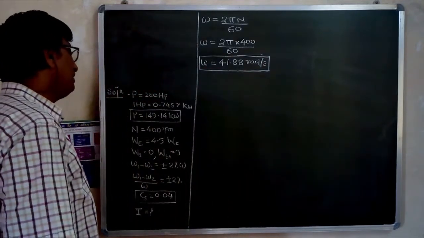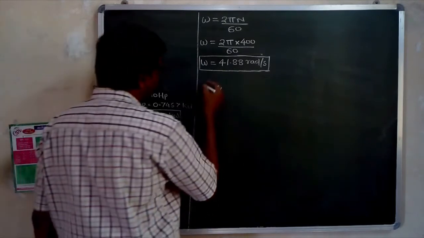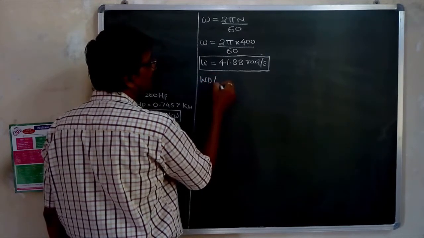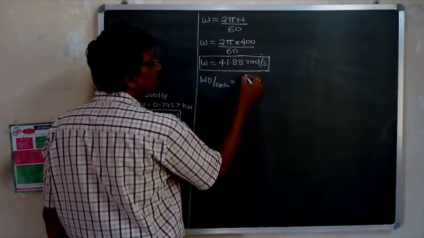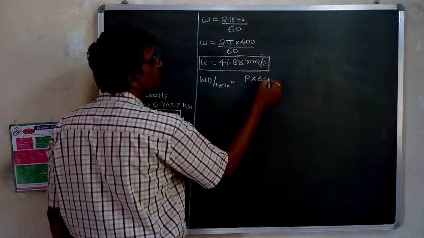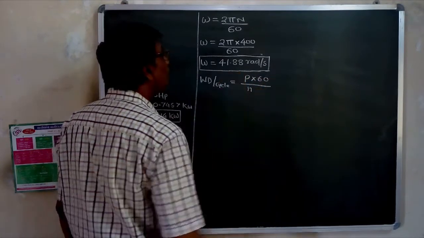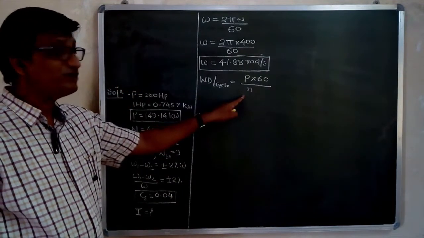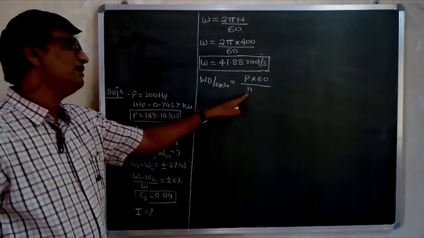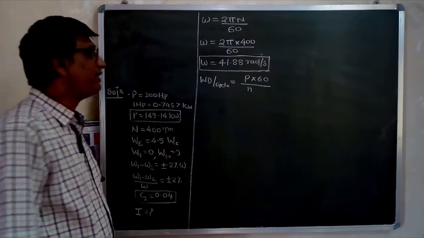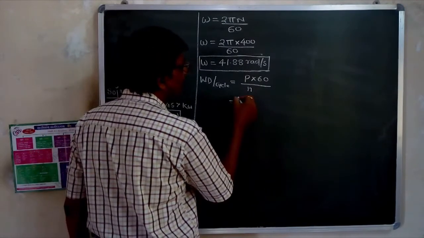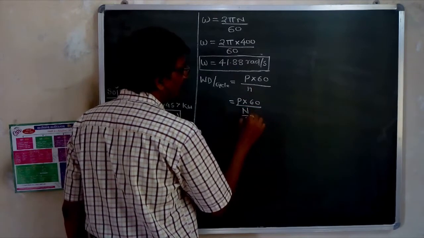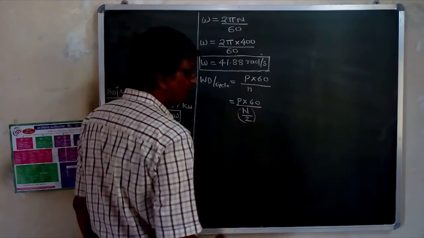Rad per second. Now I know the power, I can find out the work done per cycle. Work done per cycle can be given as P into 60 upon n, where n is nothing but equal to capital N by 2. Why? Because it is a 4-stroke cycle. If it is a 2-stroke cycle, this n will be capital N only. So I can write for a 4-stroke cycle, that is P into 60 by capital N by 2. This n is capital N by 2.